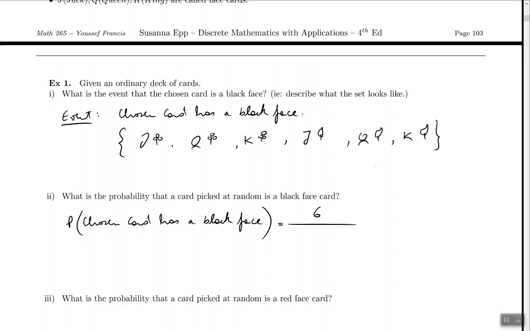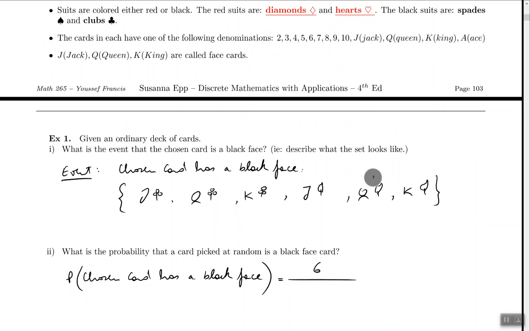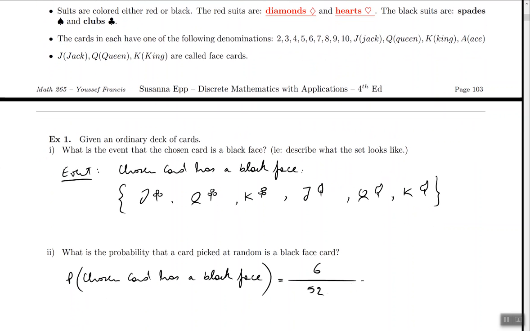So how many possible outcomes are in the game? Well, you can have 2, 3, 4, 5, 6, 7, 10, whatever. Jack, queen, king, ace, and so on. And they could come from any of the suits. So that means there are actually 52 possible outcomes. And 6 divided by 52, we'll just put in a calculator, and the answer is gonna be 0.11538.